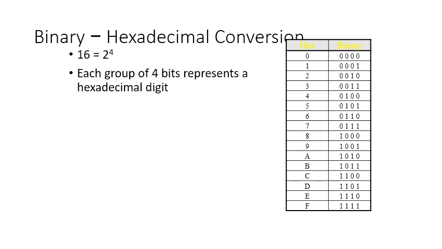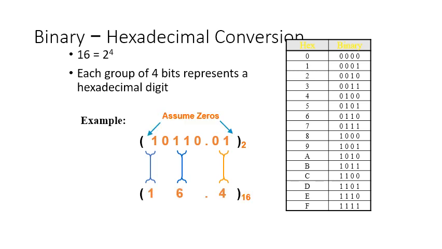Now this is binary to hexadecimal conversion. In this case you will take 4 bits because hexadecimal is 16, which is equal to 2 raised to power 4. Now you will take the groups of 4 bits. So you will append 2 zeros here to make it 4 bits and 2 zeros on this side. So this is equal to 0110 is equal to 6 and 0001 is equal to 1, 0100 is equal to 4.